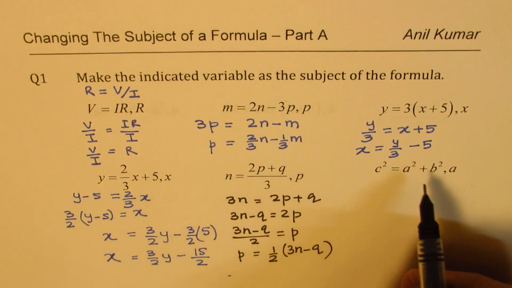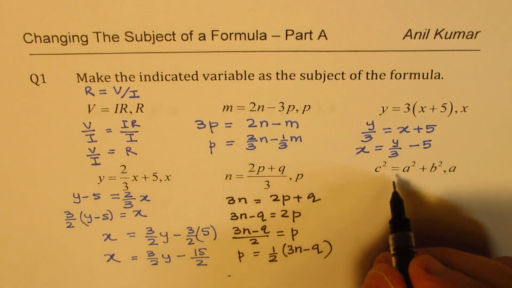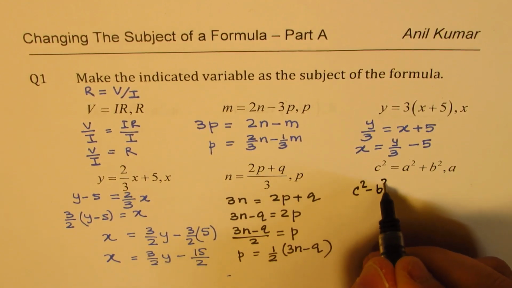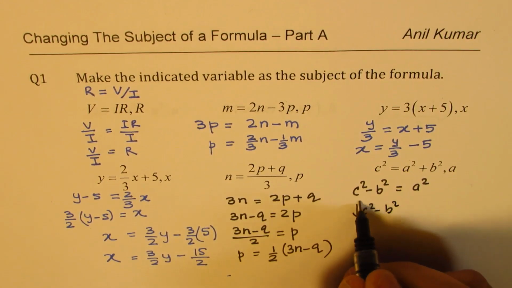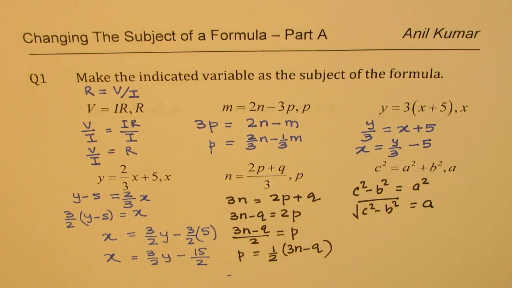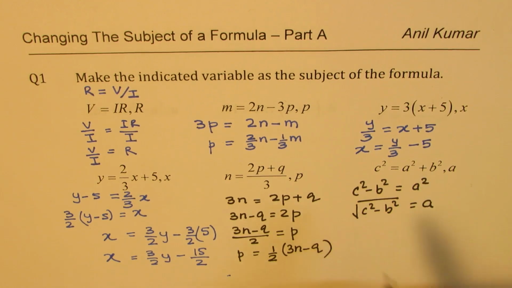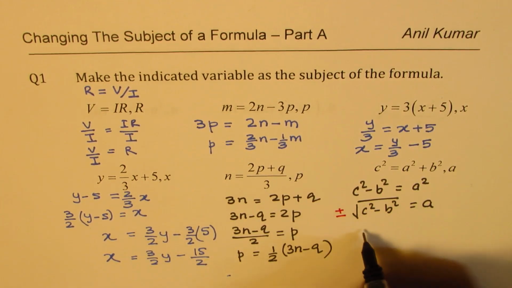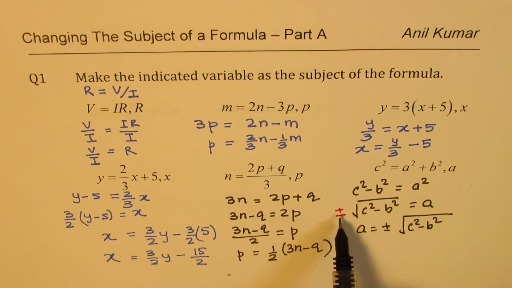Both are correct. In the case of square root, this is the Pythagorean theorem, you need to isolate a. In that case, c square minus b square will be equal to a square. So square root of c square minus b square is what a is. Now in this particular formula, normally you use it for sides, so you don't write plus and minus. However, whenever you do square root, you should be writing plus and minus. So remember that part. So you could write a as equal to plus and minus square root of c square minus b square, right?